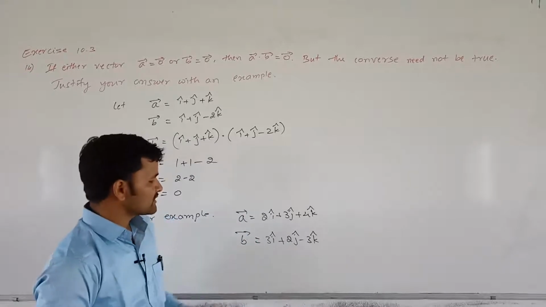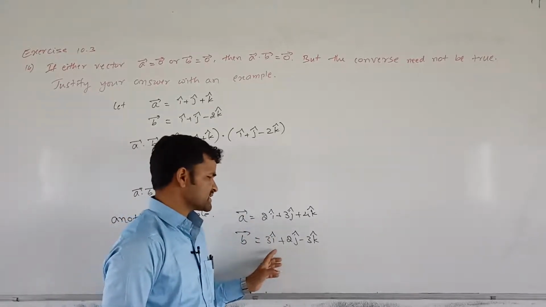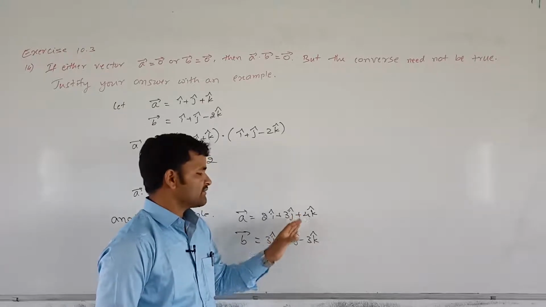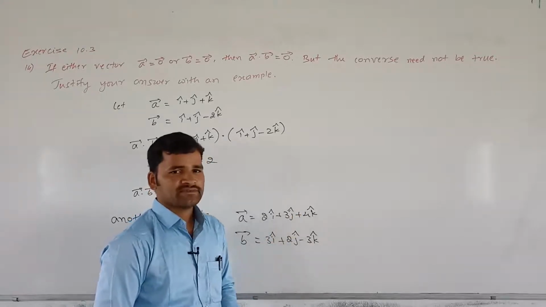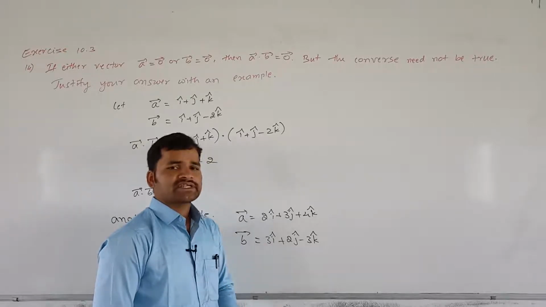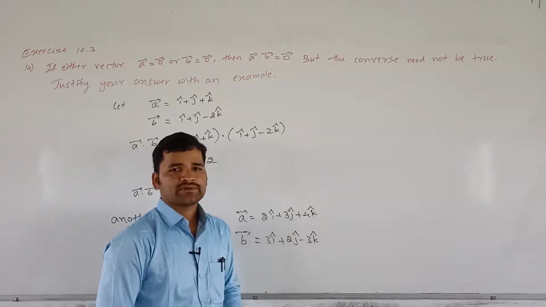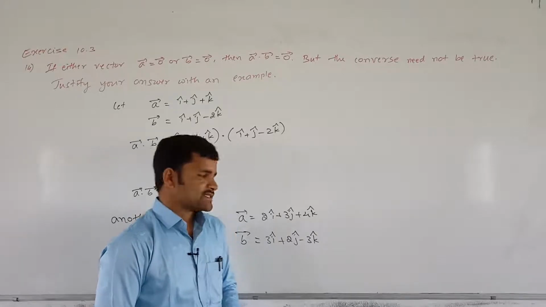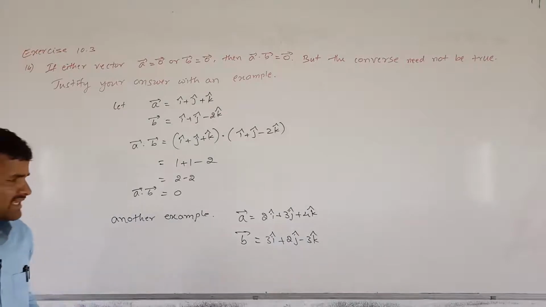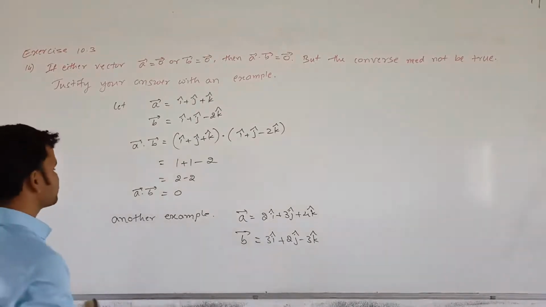Now you check the dot product of these two. 2 into 3 is 6, plus 3 into 2 is 6, 6 plus 6. Here 4 into minus 3 means minus 12. 12 minus 12, that becomes 0. Their dot product is 0, but those two are not null vectors. Okay, that is the question. In the same way, you can give many examples, all are correct only.